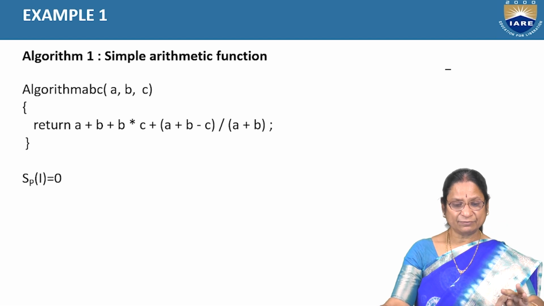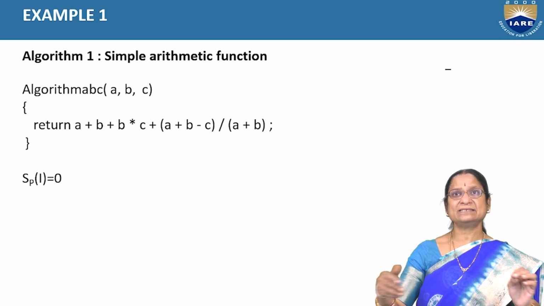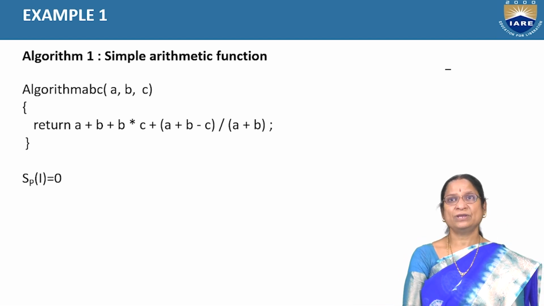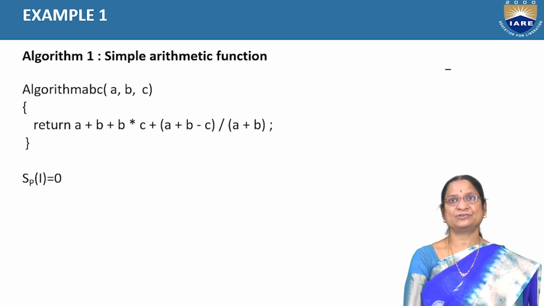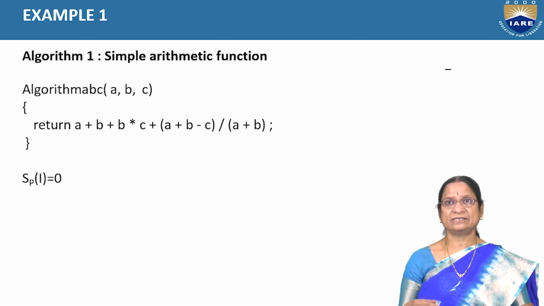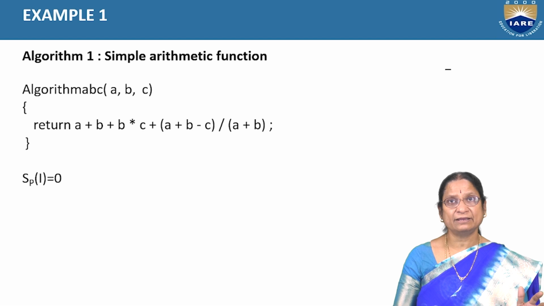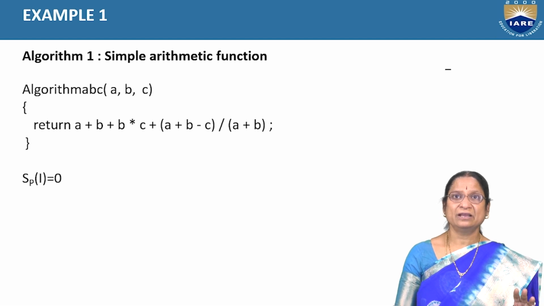For example, I'll give an algorithm here, ABC. By using ABC, we are computing some value. How much memory space is required? We require input size also. It does not depend upon how many elements there are. 3 elements only. There is no change in our input instance. Always 3 only.